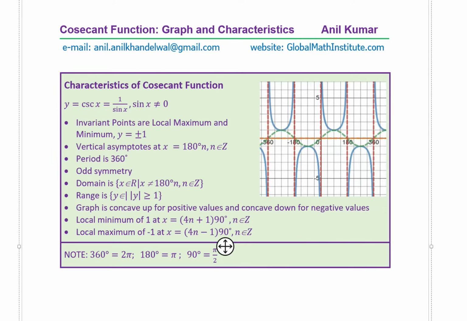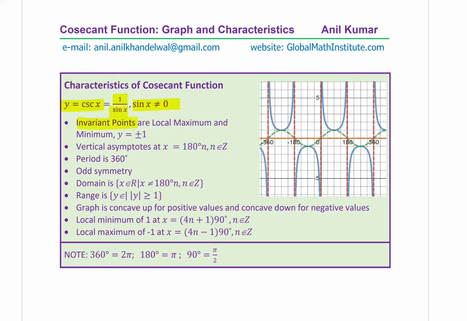Now let's look into the characteristics of cosecant function. As discussed earlier, we know y equals cosecant x is the same as 1 over sine x, where the denominator sine x cannot be equal to 0. So that gives us a couple of important things. These are reciprocal functions, right?